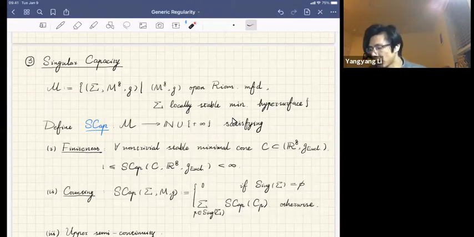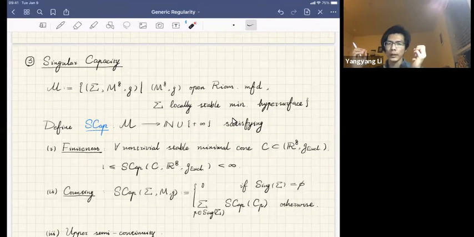So if there is no singular point, then this one should be 0. And if there are more than one, if it's non-empty, then we'll consider the sum of all the singular cones, the tangent cones. Here, at each singular point, we do the blow up. And finally, the ambient manifold.